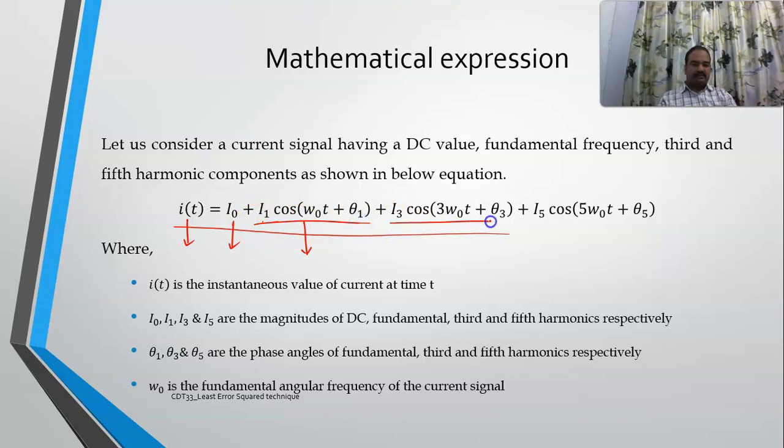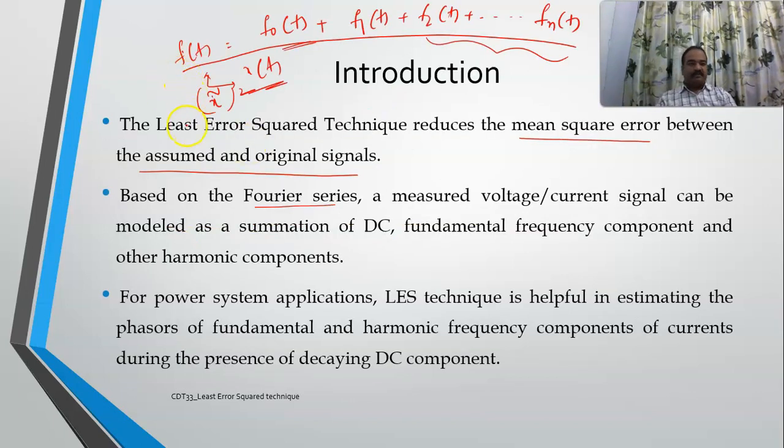Let us suppose I am assuming that my even harmonics are absent. But before going for this, let me state the difference between the conventional Fourier series and the least error square method. Most of the times when you represent a signal as a summation of different frequency components, in Fourier series we stick to a DC component.